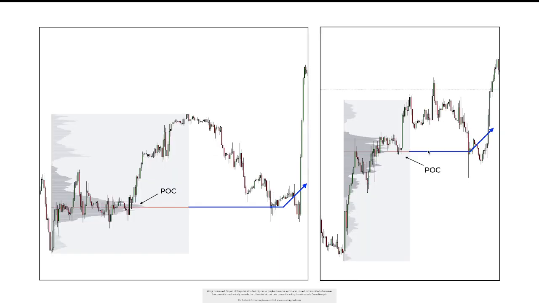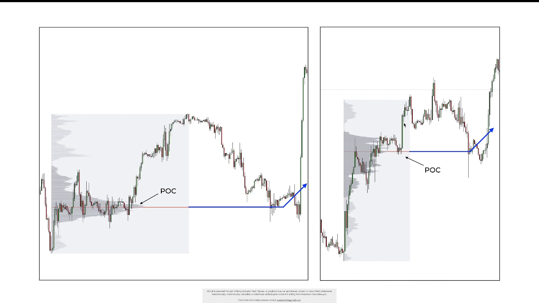Now, the same happens here. As we can see again, the volume profile has been formed. The most volume has been traded at the point of control. The price goes away from the point of control, comes back, and we see the rejection in the same direction where the price was previously.